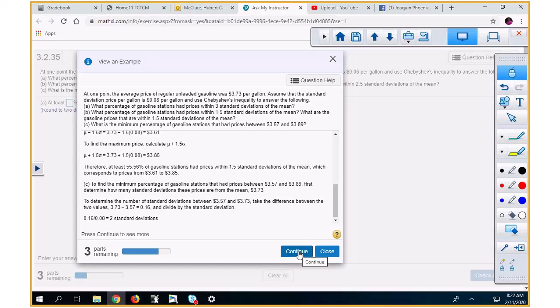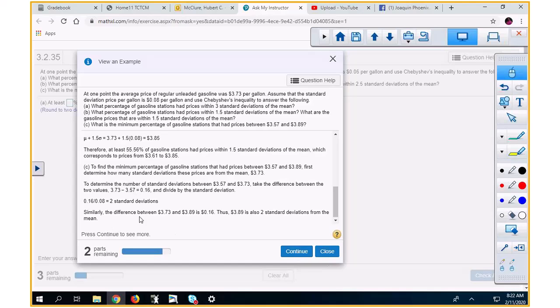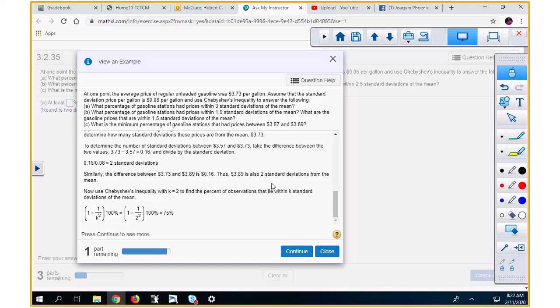And now you see it all. It helps you to draw this too. So the difference between 3.73 and 3.89 is 16 cents. Thus, 3.89 is also 2 standard deviations from the mean. And then you plug that in, and that's going to be 75%.